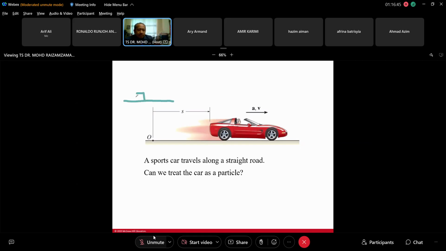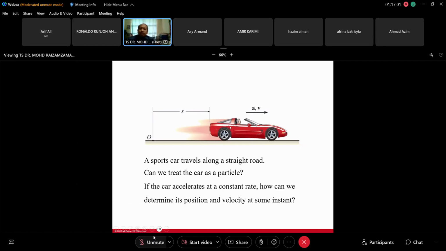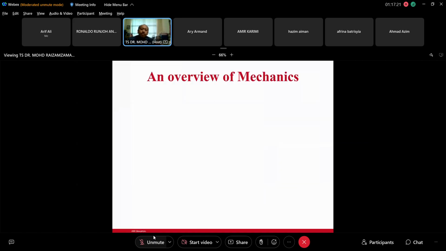You can simply have this as the road, or you can simply have a box here representing the car. Of course you have to include all the forces acting on the car here. So you can treat the car as a particle. There's no problem with that. Okay, all right. So if the car accelerates at a constant rate, can we determine the position? Can we determine the velocity at some instant? Yes, you can do that. And how to determine these two values, throughout the lessons, I will explain to all of you. All right. So now let's start with the overview of mechanics.